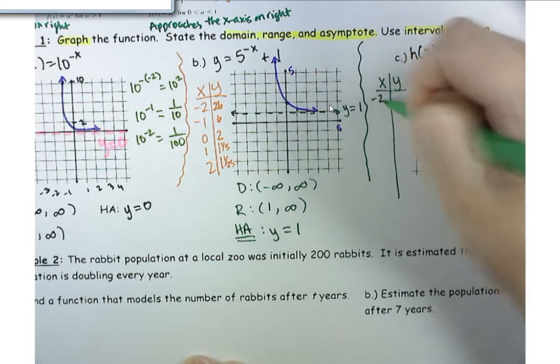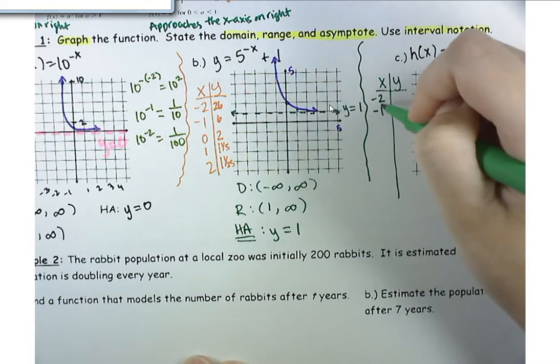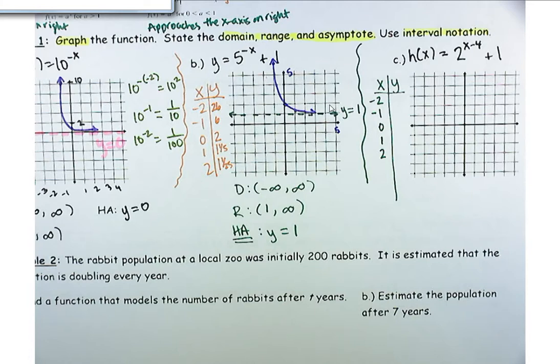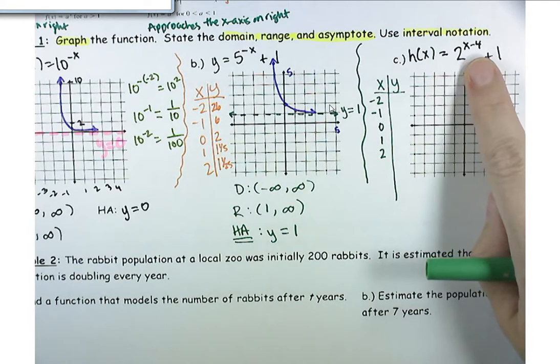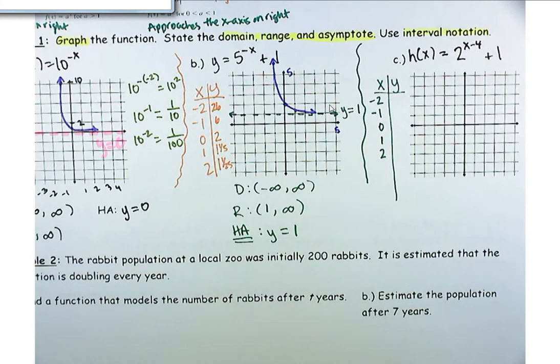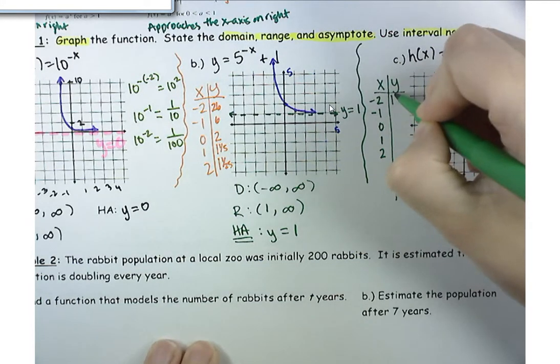Okay, so I'm going to start off with negative 2, negative 1, 0, 1, 2. If I plug in negative 2, that's negative 2 minus 4, which is negative 6. So 2 to the negative 6. Do we know what 2 to the third is? 8. So then if we had 2 to the 6, it would be like 8 times 8, which is 64. So this would be 1 over 64 plus 1. So 1 and 1/64.